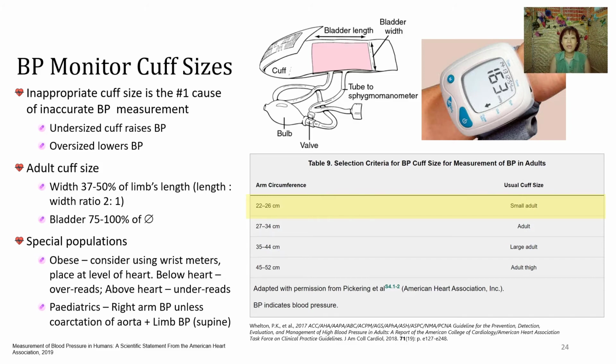For the pediatric patient, I can't profess that I'm an expert with that, but the right arm blood pressure is usually preferred unless there's a coarctation of the aorta, which is a congenital issue. Or the limb blood pressure can also be used if the person is supine or sitting upright.